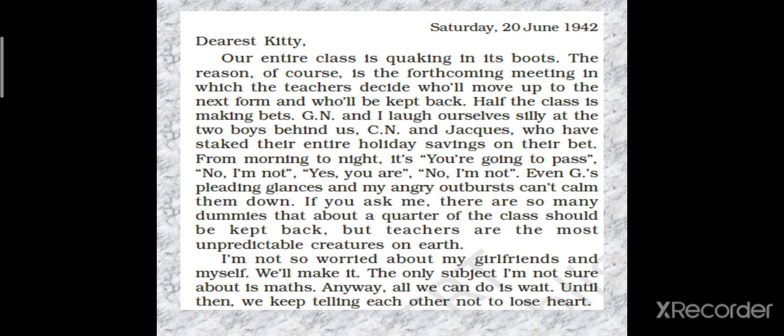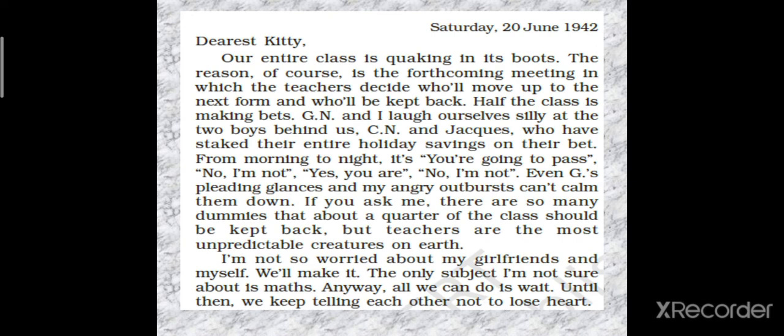And these two boys, Cian and Jacques, are more tense, and they were continuously betting, keeping the money they saved during the holidays. They were saying, you are going to pass, no, I'm not going to pass, like that. This was a little disturbing to Annie and her friend Gian. So these two were looking at them in two different ways. Gian was looking at them very pleadingly, requesting them, please stop that. Annie was looking at them very angrily, but they were not bothered.